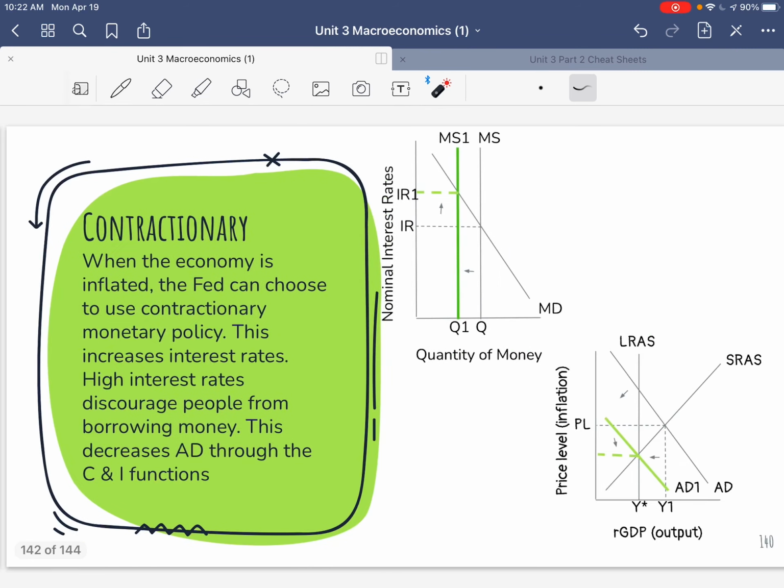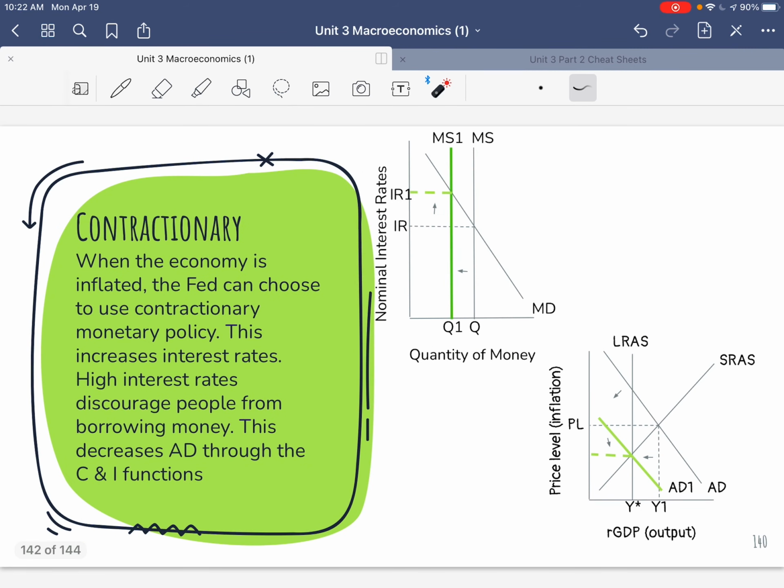Okay, the opposite is true of contractionary. When the economy is inflated, so here's where we are, but here's where we want to be. We are above where we want to be, meaning prices are too high. The Fed can use contractionary monetary policy. So reserve requirement, discount rate, bonds, but to contract, we move it inward. That increases our interest rate.